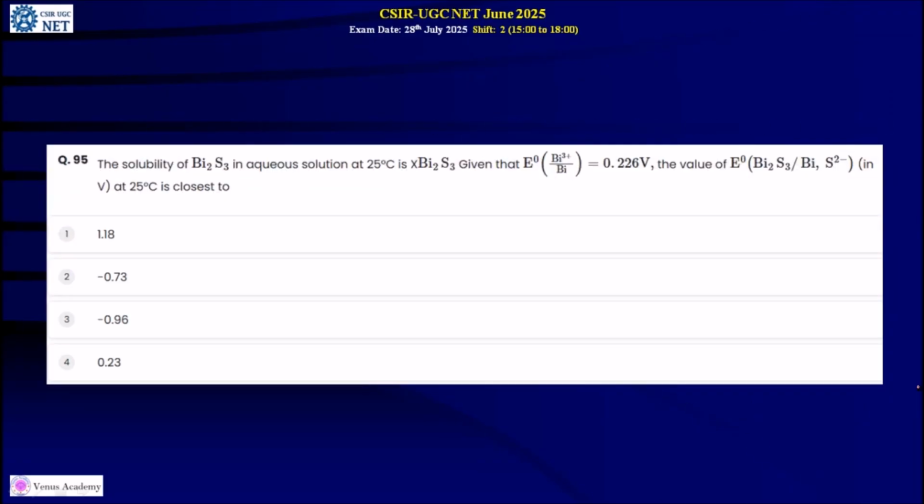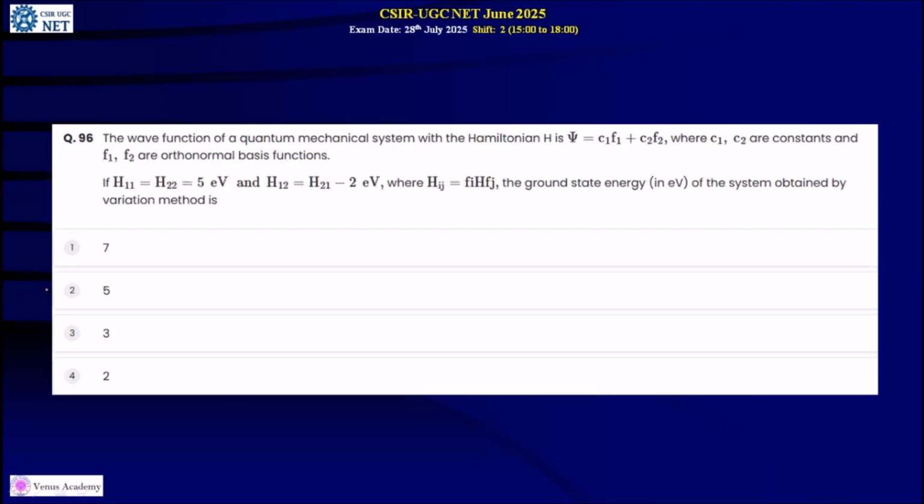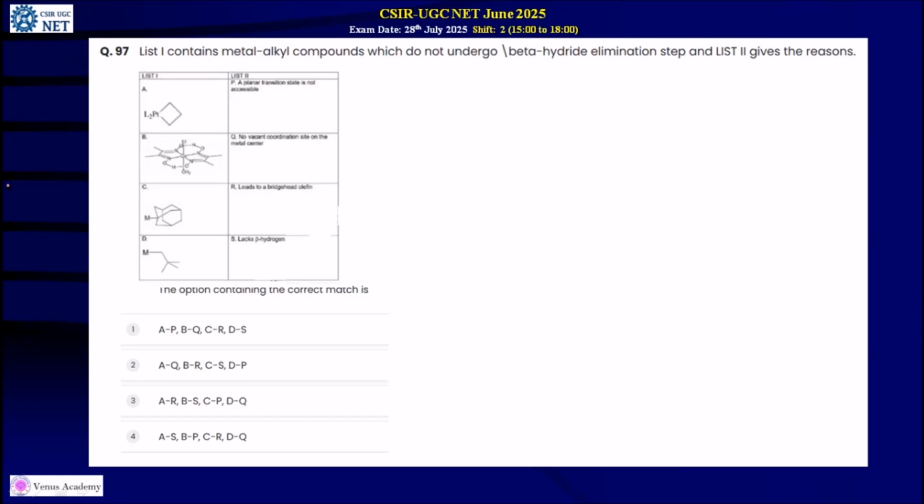Next, question number 95. Option number 2 is the correct option, students. The solubility of bismuth sulfide Bi2S3 is given. Question number 96, option 4 is the correct option, students. The wave function of a quantum mechanical system with the Hamiltonian H is equal to. For question 96, option number 4 is the correct option, students. Next, question number 97. List 1 contains metal alkyl compounds which do not undergo beta hydride elimination step, and list 2 gives the reactions. Question number 97, option 4 is the correct option, students.